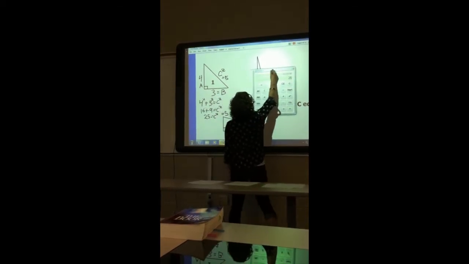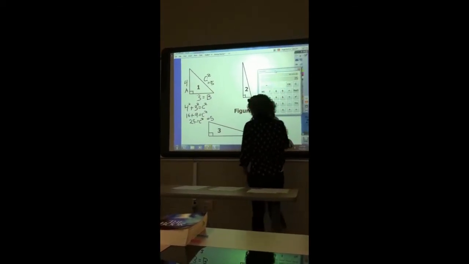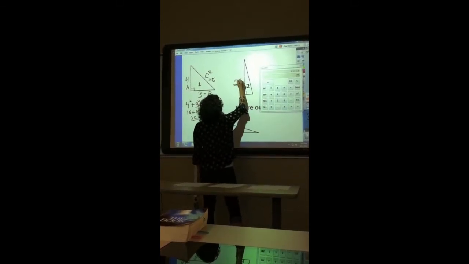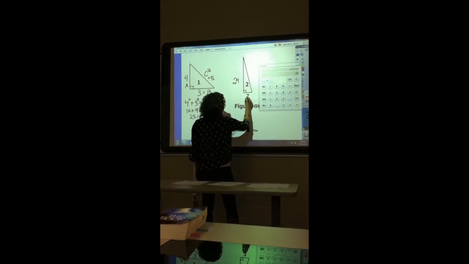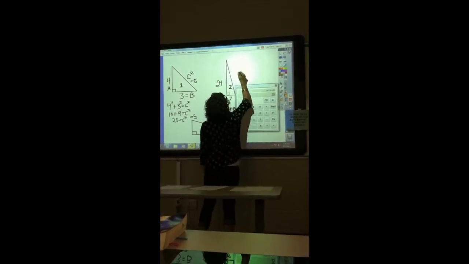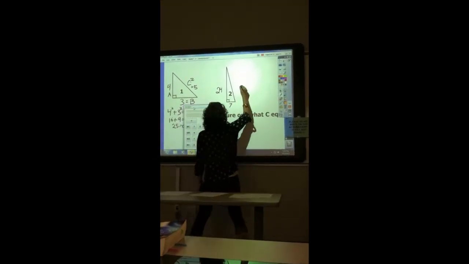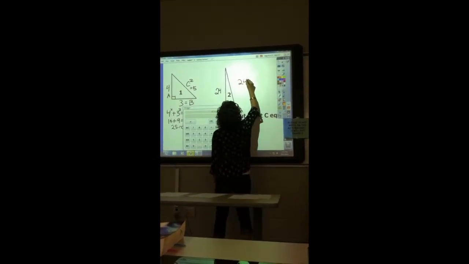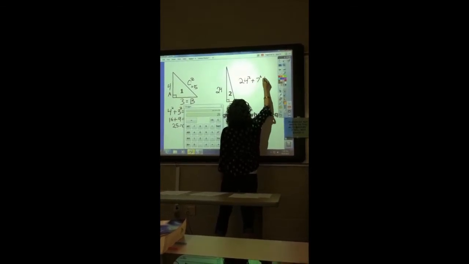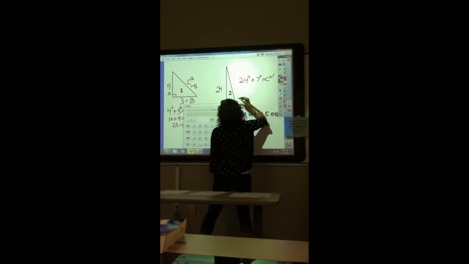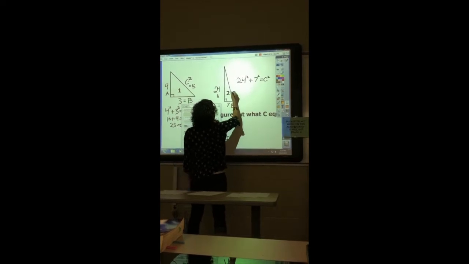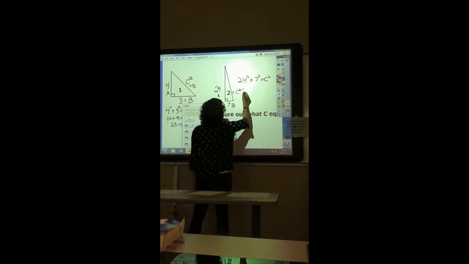Now we'll do the next triangle, which is triangle 2. This side is 24, and this side is 7. So to begin, we'll start out with our theorem. 24 squared plus 7 squared equals C squared. Remember, this is A, this is B, and this hypotenuse will equal C squared.